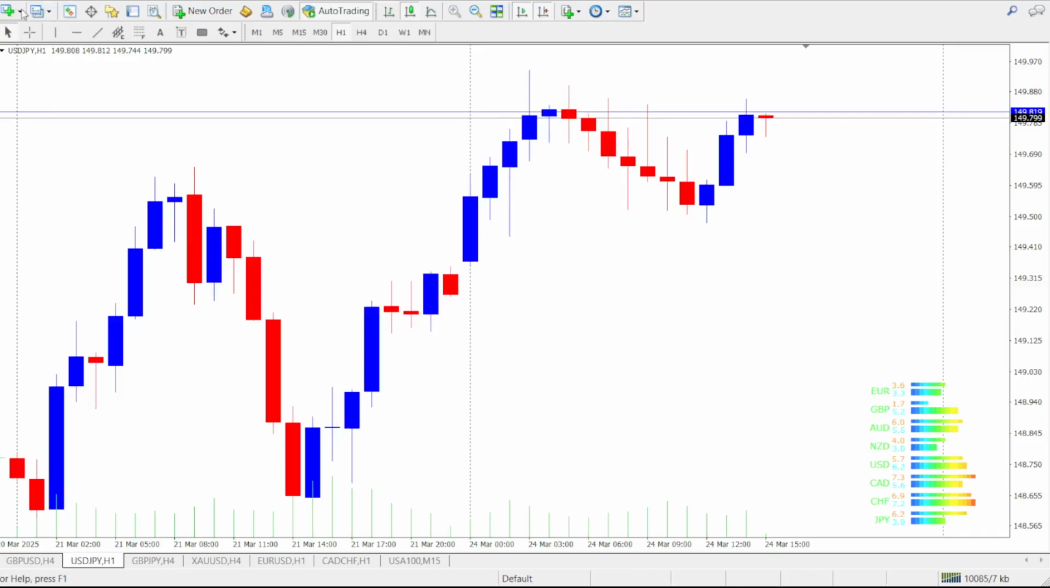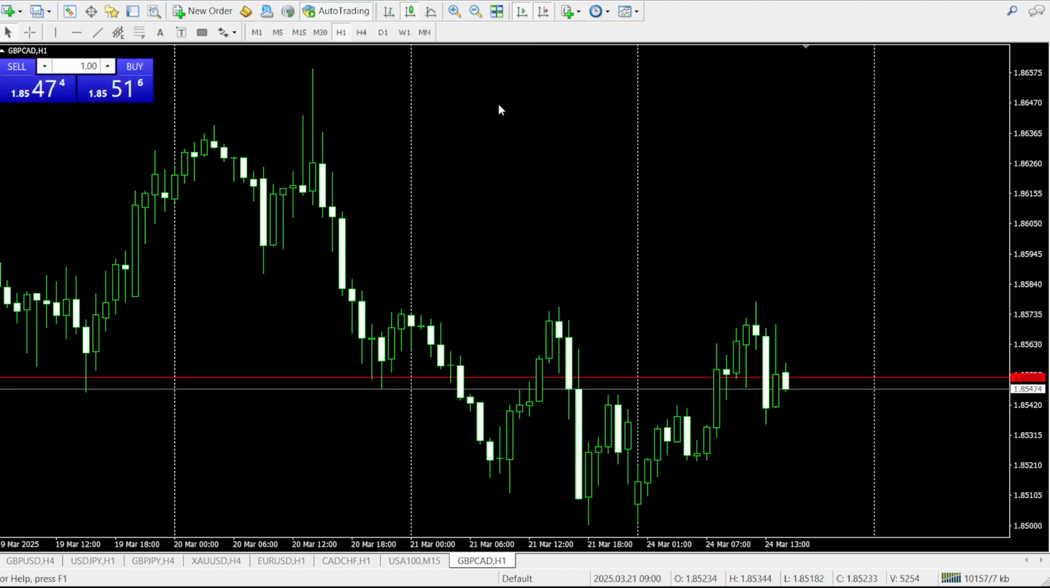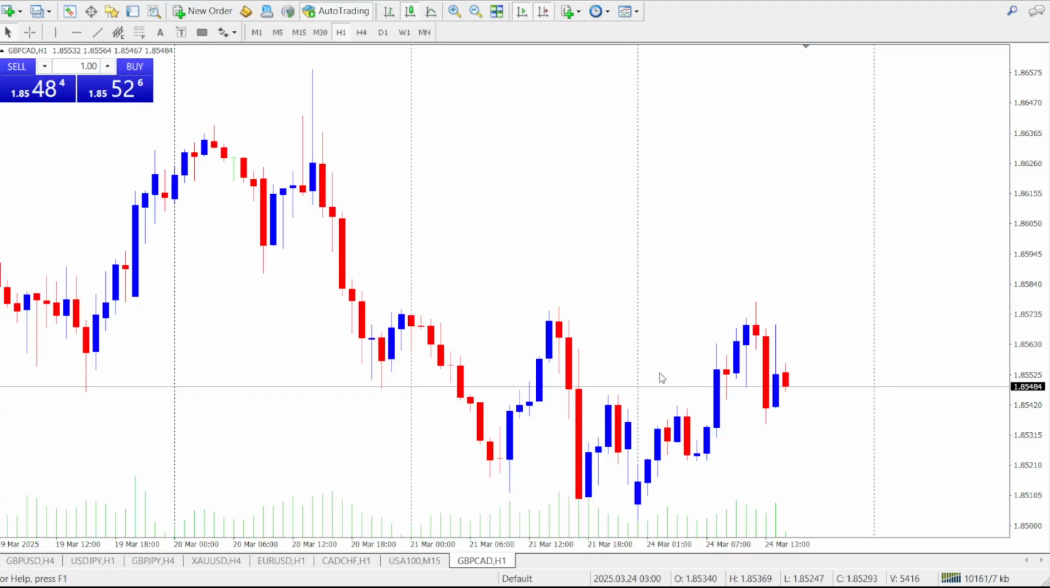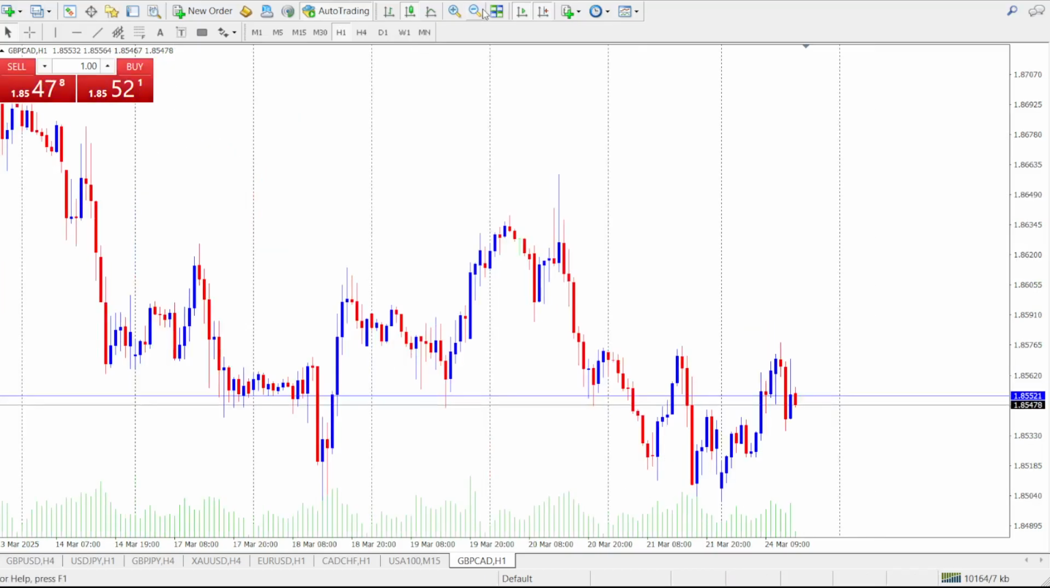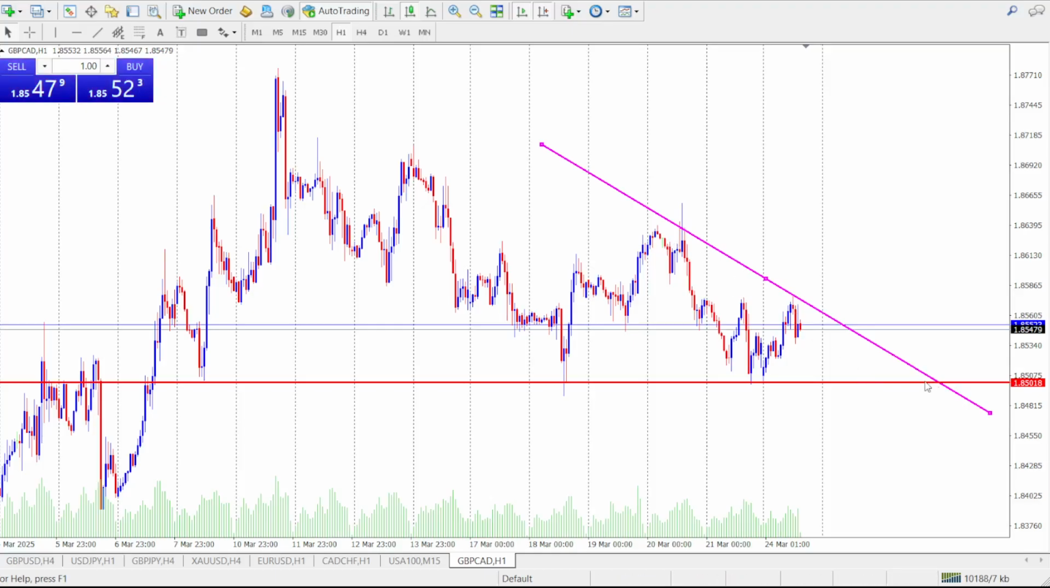Now let's just quickly go to the 1 hour time frame of the GBP CAD. Let us see if this very quick analysis is going to play out. Okay, let's just zoom a bit. We can see that actually the 1 hour time frame is currently in a sell position, although we seem to have a descending triangle pattern.